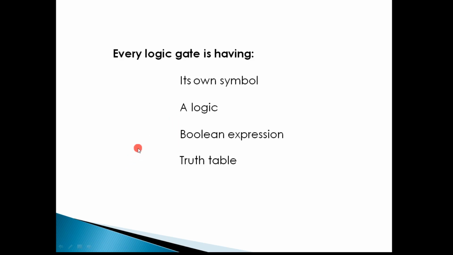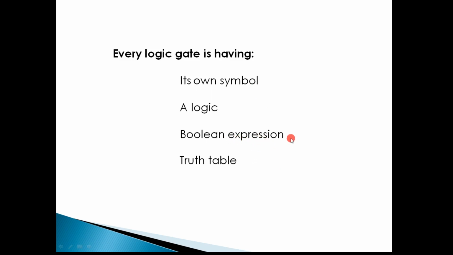Every logic gate is having its own symbol which is used to represent that gate in the circuit. Every logic gate has its own logic. There is a Boolean expression which expresses the behavior of a gate, and there is a truth table which summarizes the logic operation of that gate. We are going to see three basic gates and all these four things for each gate.